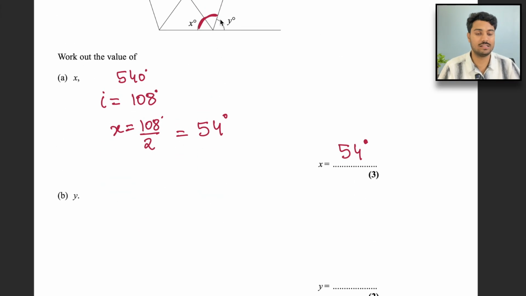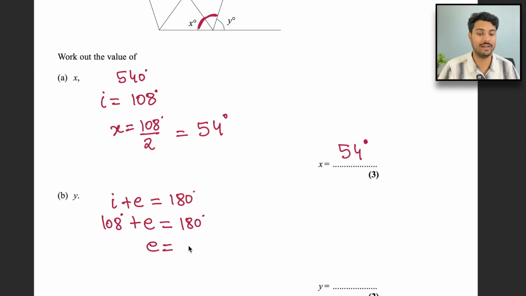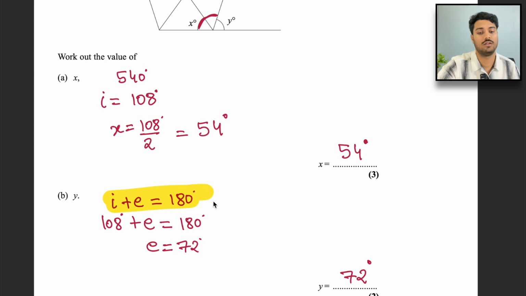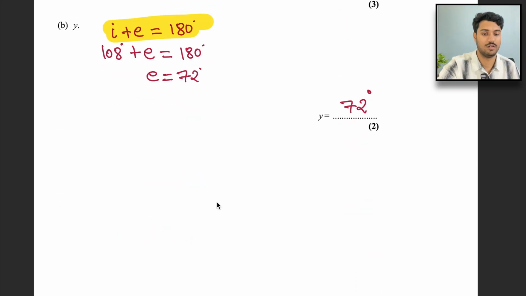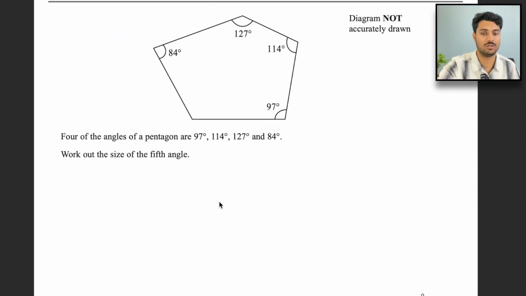So Y is the exterior angle. We know that I plus E equals 180 degrees. I is 108 degrees, so 108 plus E equals 180 degrees. So E is going to be 180 minus 108, that is 72 degrees. So the value of Y is 72 degrees. I hope this is easy. All we have to do is remember the formulas and understand in which case we have to apply which formula. Let's move on to the next question.